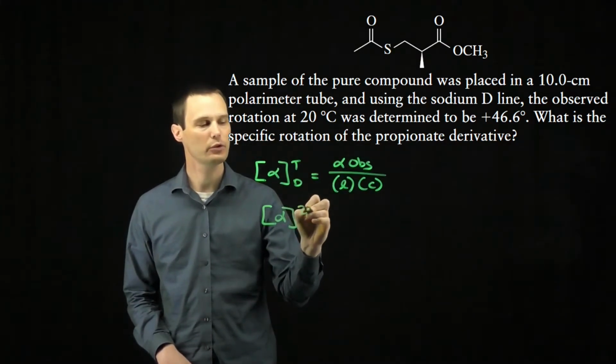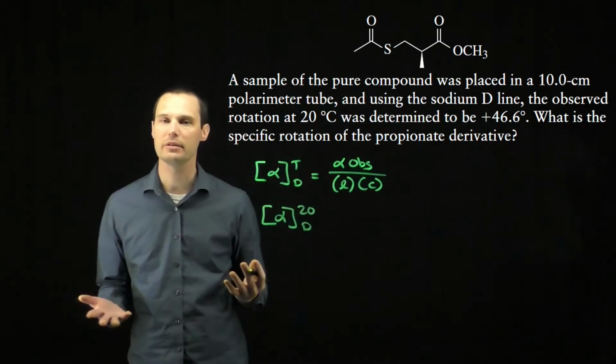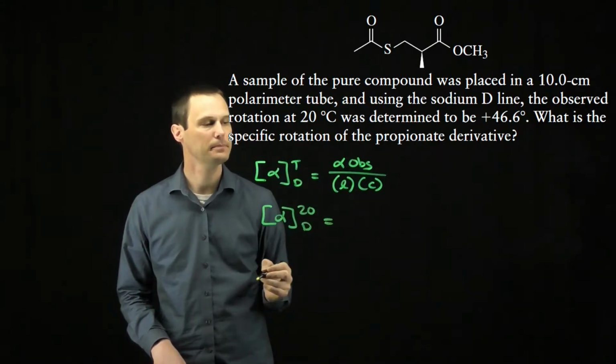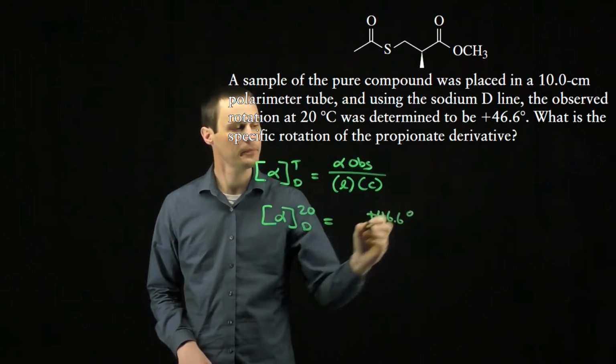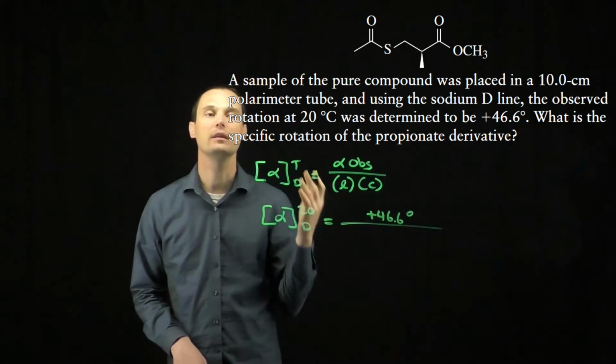Our temperature is 20 degrees, and we're using the sodium D line. These are the standard conditions for optical rotation. Our observed rotation is positive 46.6 degrees. And our path length is 10 centimeters.